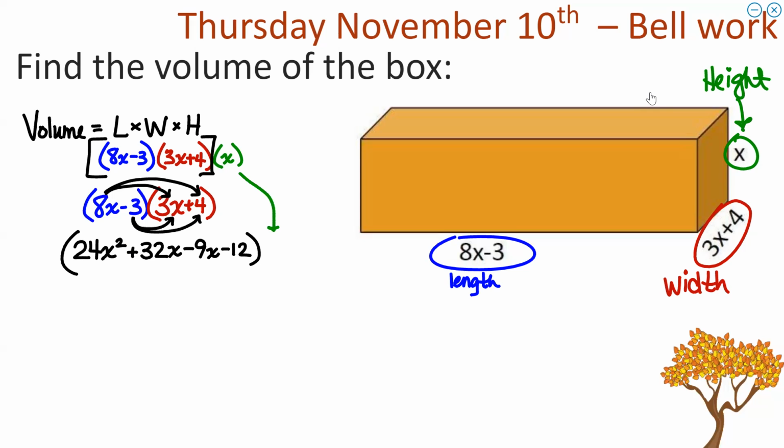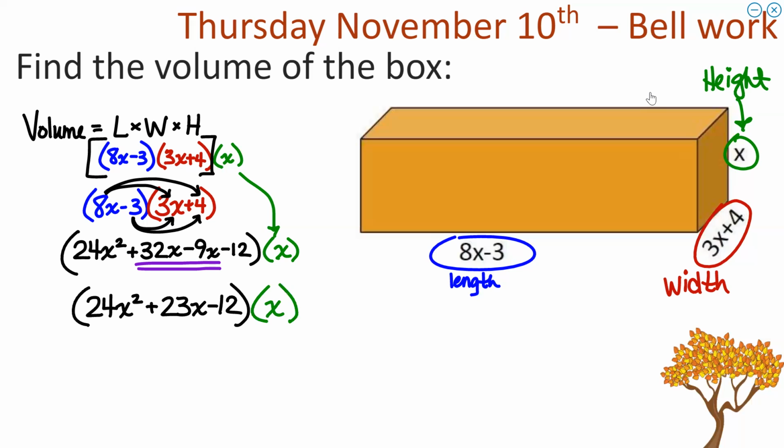I'm going to bring this piece down so that I don't forget about it. Do I have any like terms here in the middle in black that I can combine together? 32x and negative 9x. What do I get when I combine those 2 together? 23x. So I have 24x squared plus 23x minus 12. That's my length times my width. And then I still need to multiply that to my height. How do I do that?